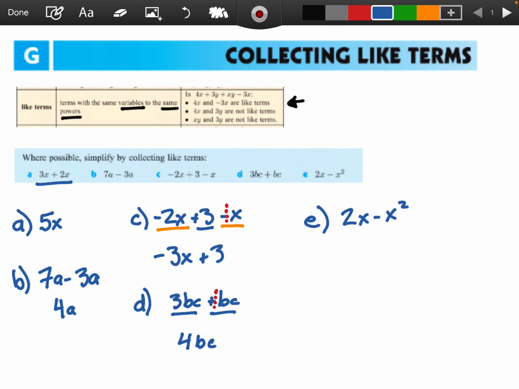So then we get to E. We have 2x minus x squared. Now hang on a minute. Those are not like terms. This term, this 2x, the variable form is just x to an unwritten power of 1. The variable form of the second term is x squared. If the powers on those variables are not the same, they are not like terms, and therefore cannot be simplified any more than they already are. So you might write something like, cannot be simplified. That is as simple as you can make that expression.